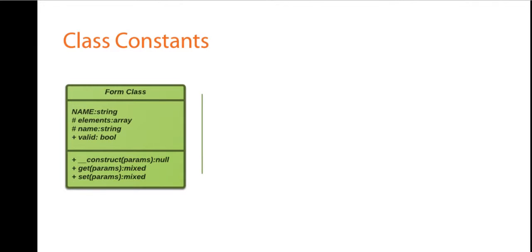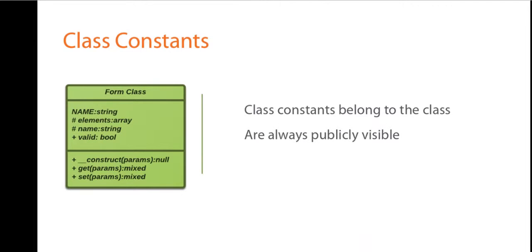Class constants belong to a class, just like properties and methods. Class constants are always publicly visible, and that relates to the constant value accessibility from other scopes. This concept will become more clear when we work with the class as an instance object in the following module. They are declared within the class scope just like a class property, but without a leading dollar sign.